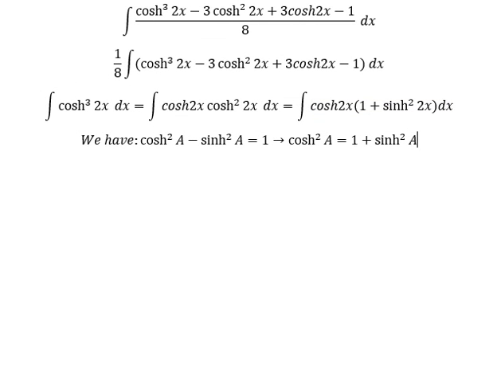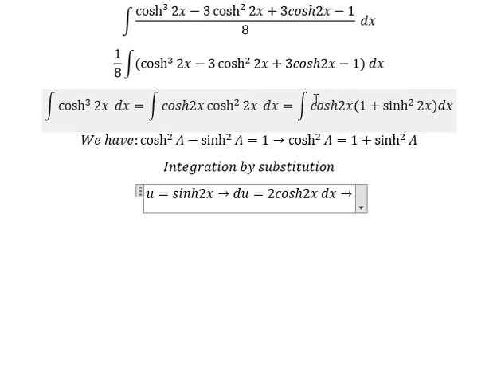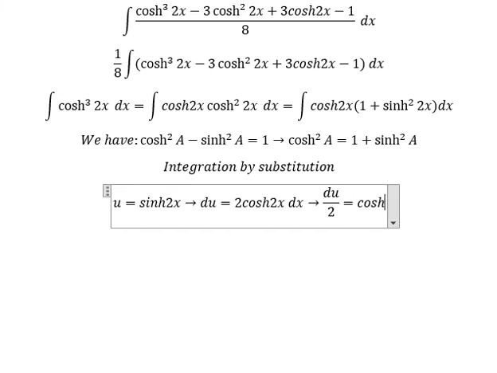Next, we can use integration by substitution. So I will put u equals to sin 2x. Later that, we do first derivative for the both sides, and we have 2 cos 2x dx. Because we don't have number 2, so we divide both sides by number 2.